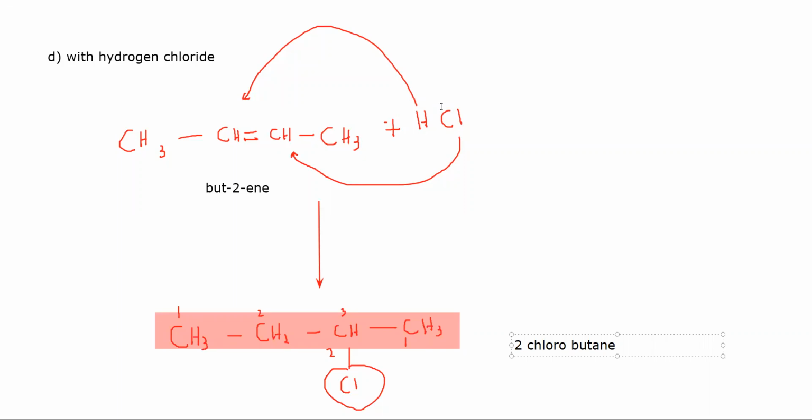Yes, but sir, can you give more examples? Okay. This is not an alcohol, chlorine is there. So it is called a halogen alkane. The term halogen alkane means it contains a halogen and is also an alkane.